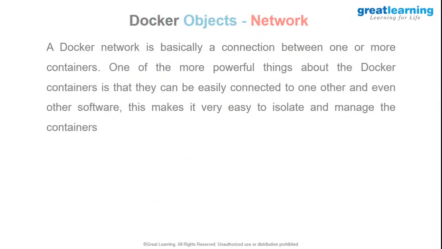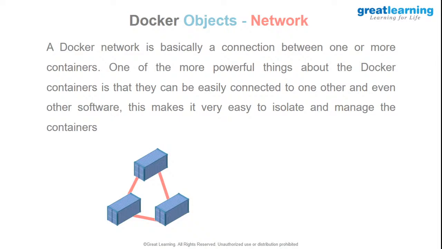All right, so now let's discuss networks. Networks are important because a Docker network is basically a connection between one or more containers. One of the more powerful things about Docker containers is that they can easily be connected to one another, or even to other software. This makes it easy to isolate and manage the containers. So if you have 3 containers and you want to make sure that these containers are talking to each other, then we will use a Docker network to connect all of these 3 containers.